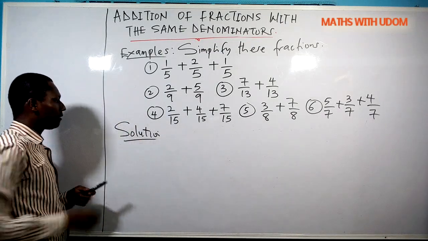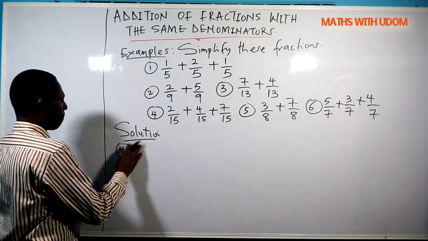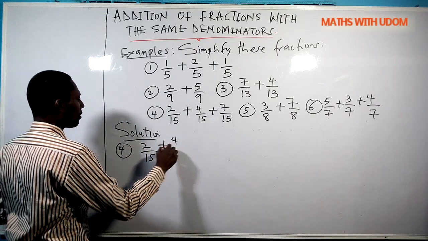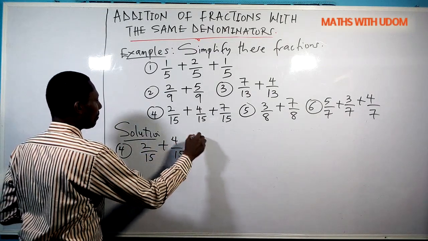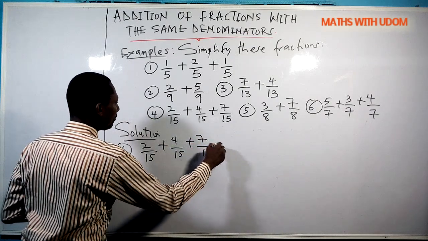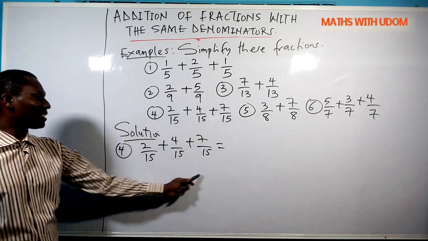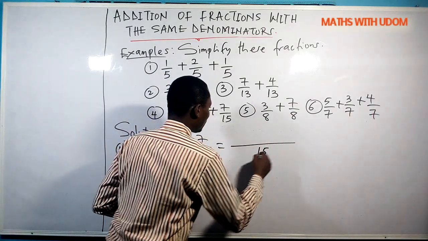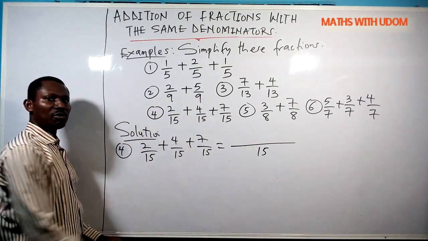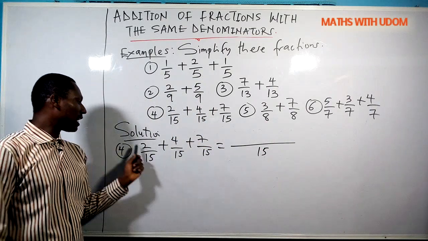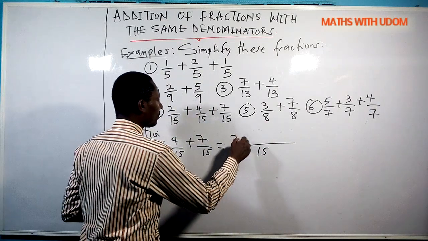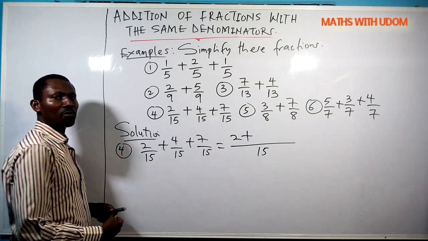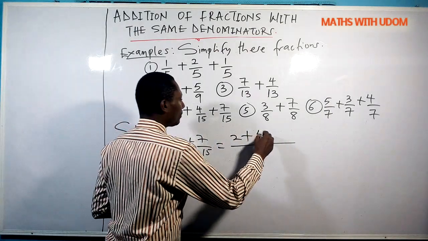So what do we have there? We have 2 divided by 15 plus 4 divided by 15 plus 7 divided by 15. The LCM is 15 because they are all the same. Okay, that's 15. How many 15 can go in 15? 1. 1 times your numerator 2. You have 2. Plus, how many 15? 1. 1 times numerator 4. 4.